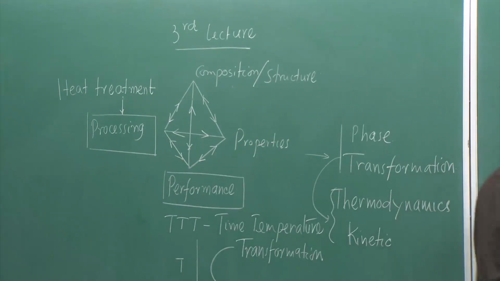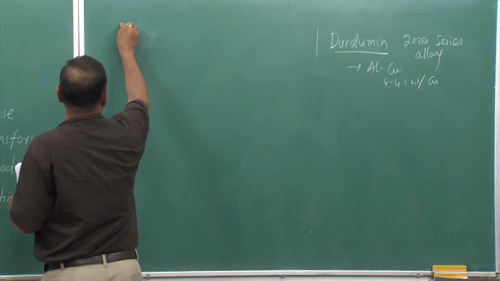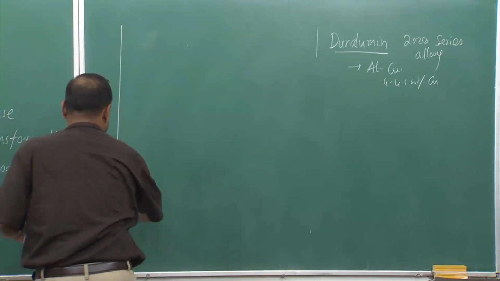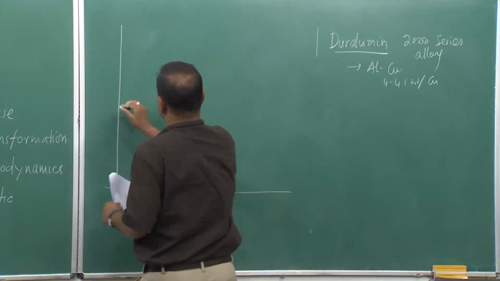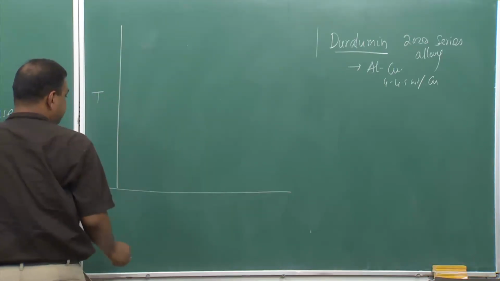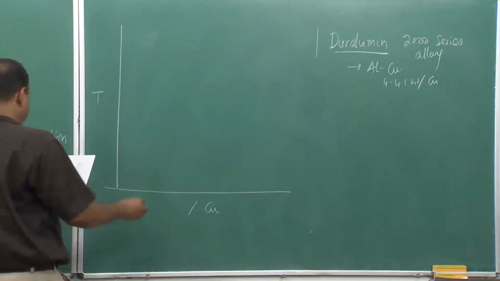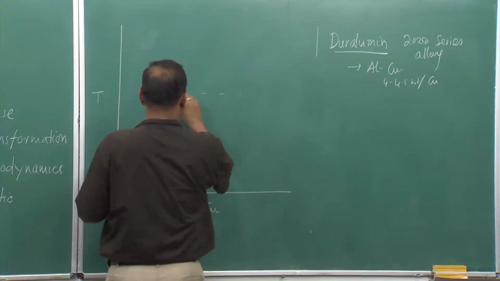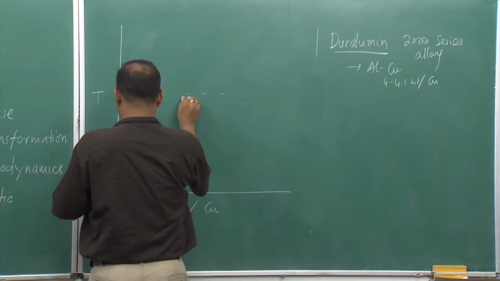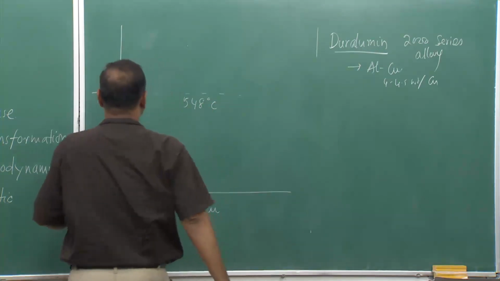Now, coming to duralumin, in order to understand duralumin, we need to see the phase diagram, and let me draw the aluminum copper phase diagram, or the part of that particular phase diagram. Whenever we draw a phase diagram, it is a binary phase diagram. This axis is temperature and this axis is percentage copper. And this temperature is the eutectic temperature, which is 548 degrees Celsius.